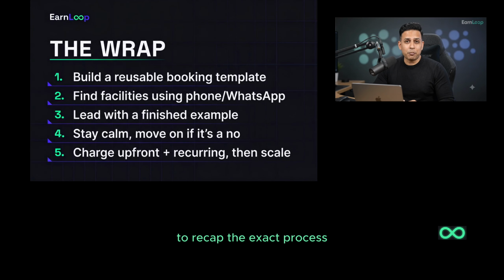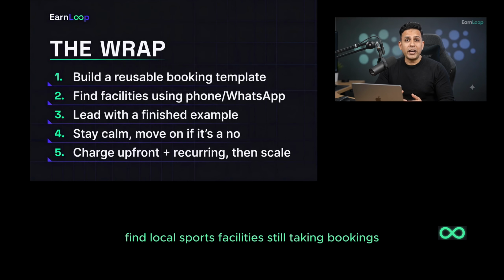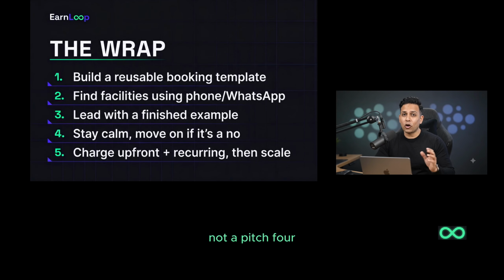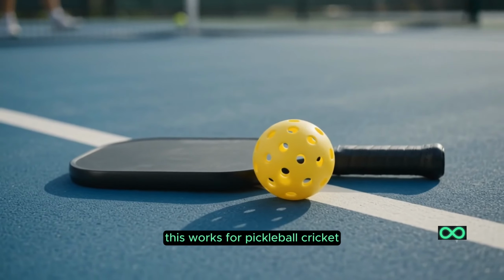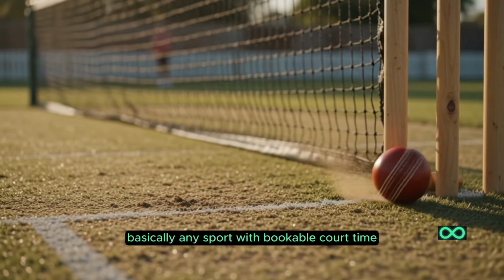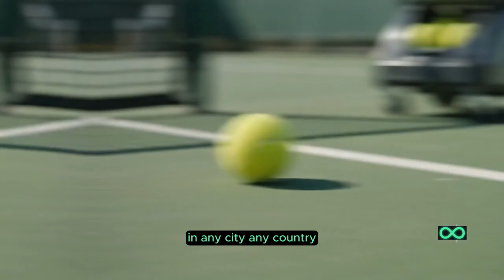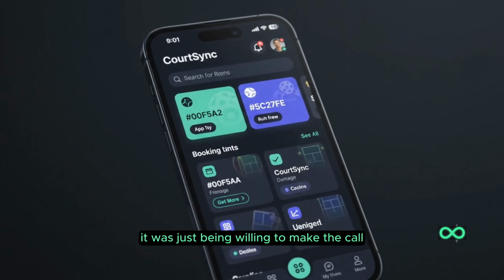To recap the exact process: 1. Build a clean, reusable booking app template in Bolt. 2. Find local sports facilities still taking bookings over phone or WhatsApp. 3. Call them, lead with a finished example, not a pitch. 4. Handle objections calmly, move on if it's a no. 5. Charge upfront plus a small recurring fee. This works for pickleball, cricket, badminton, tennis, basically any sport with bookable court time, in any city, any country. The barrier was never the technology. It was just being willing to make the call.